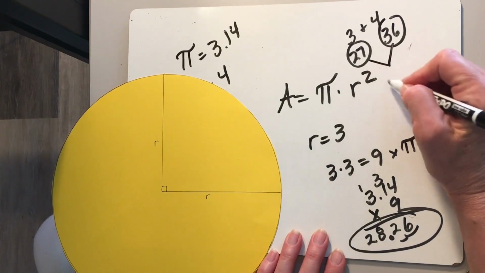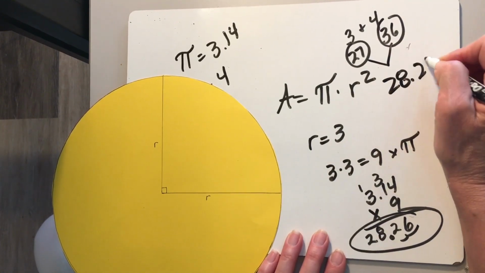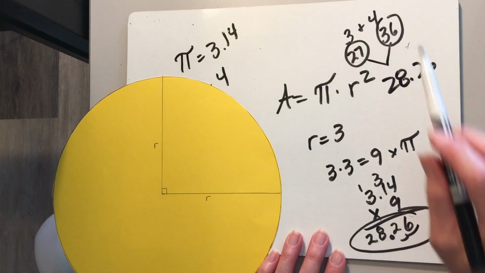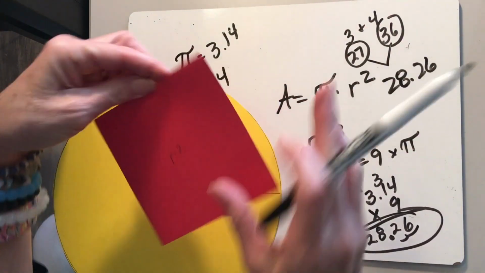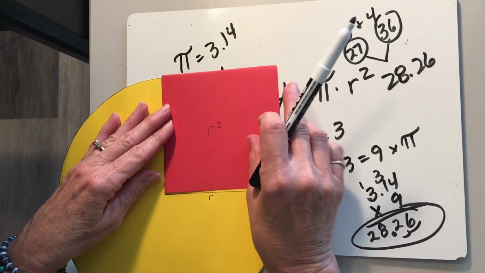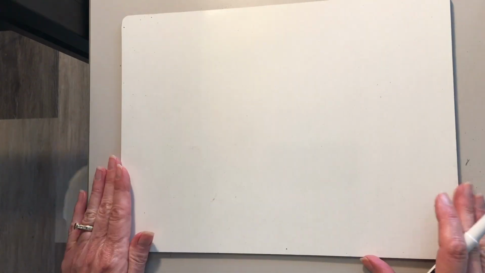It's 28.26. That is in between those two. It's between 3 and 4 squares, because that is a square.